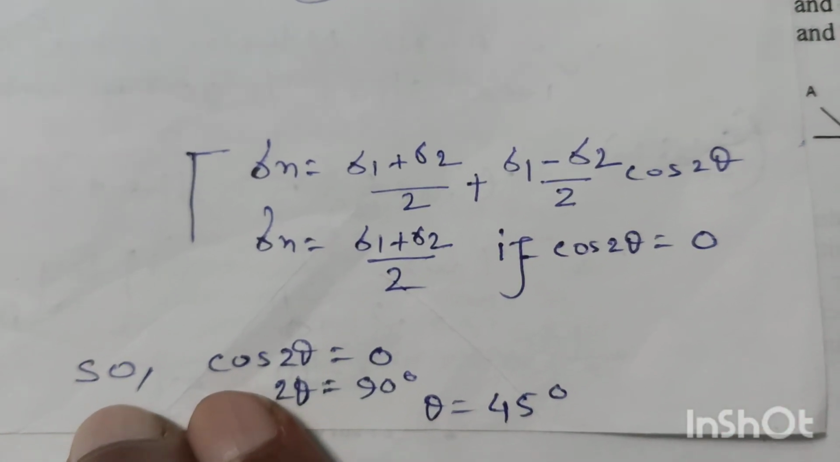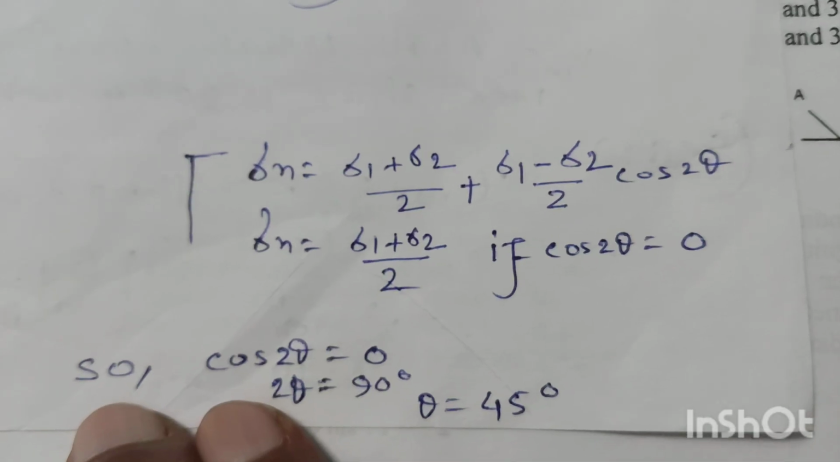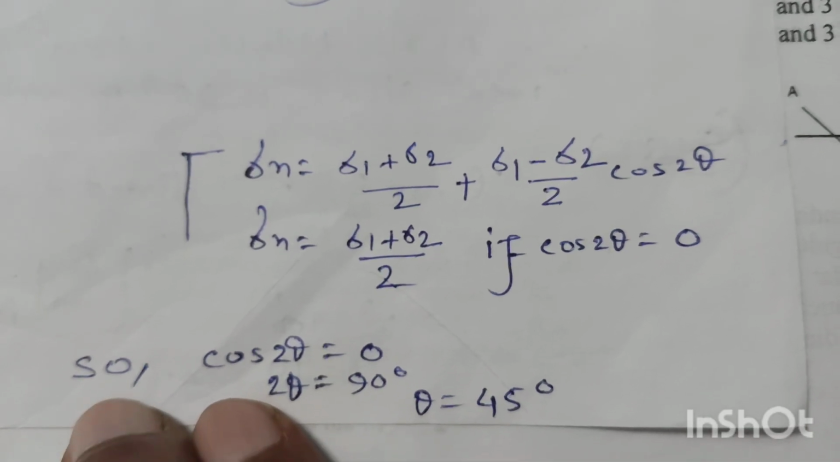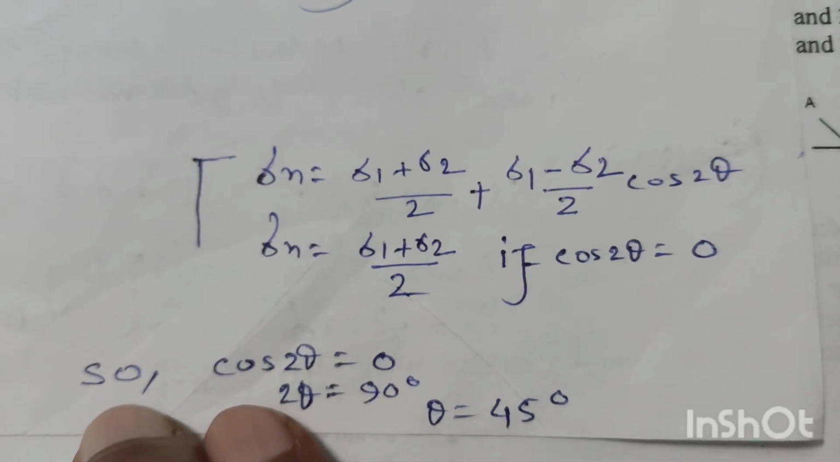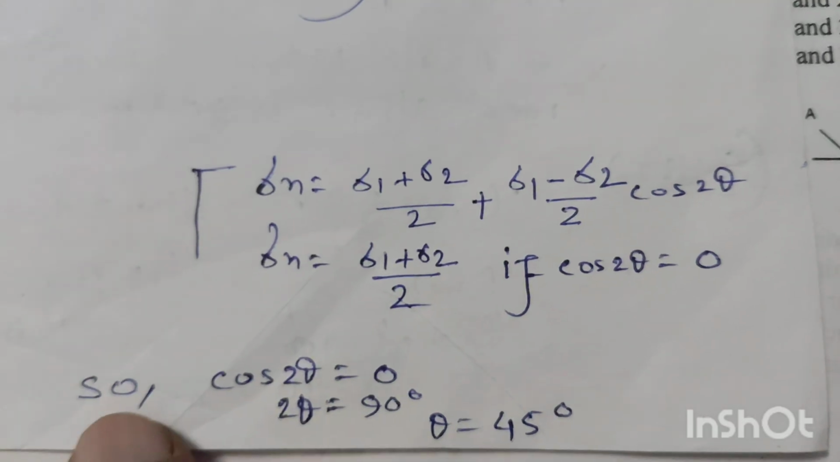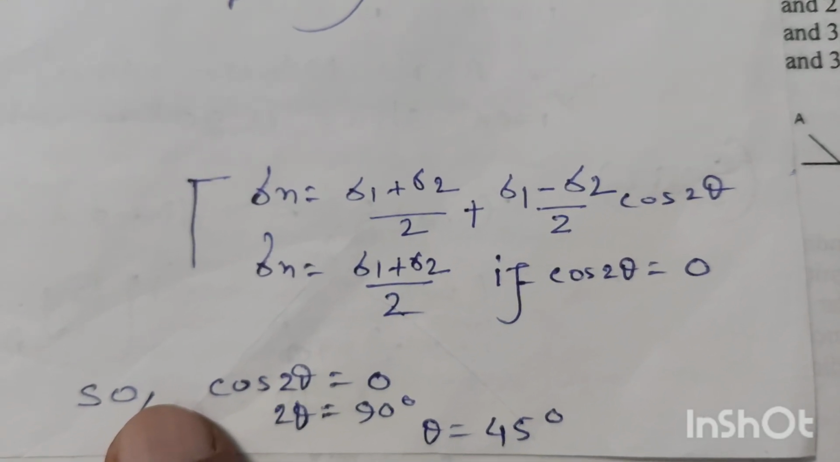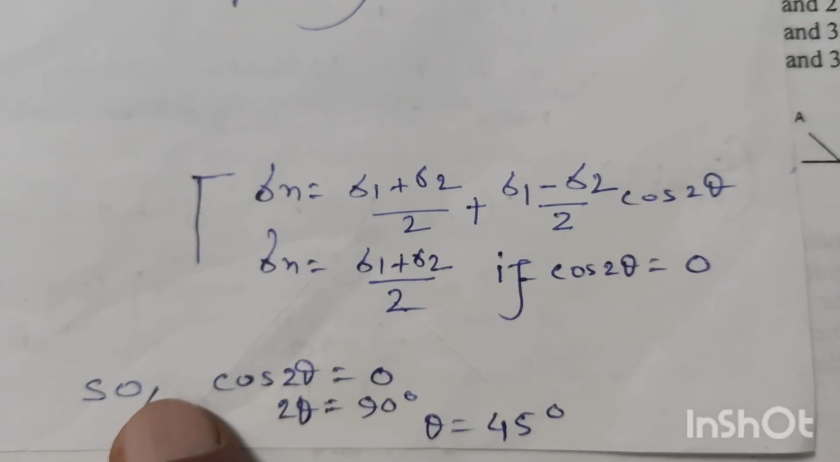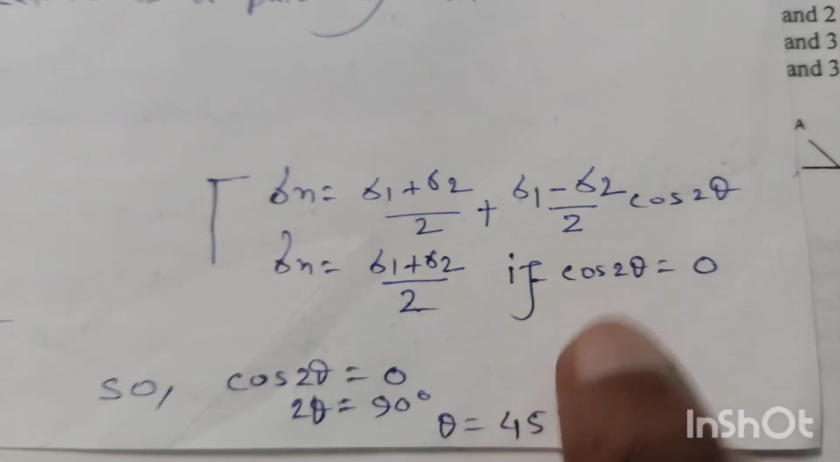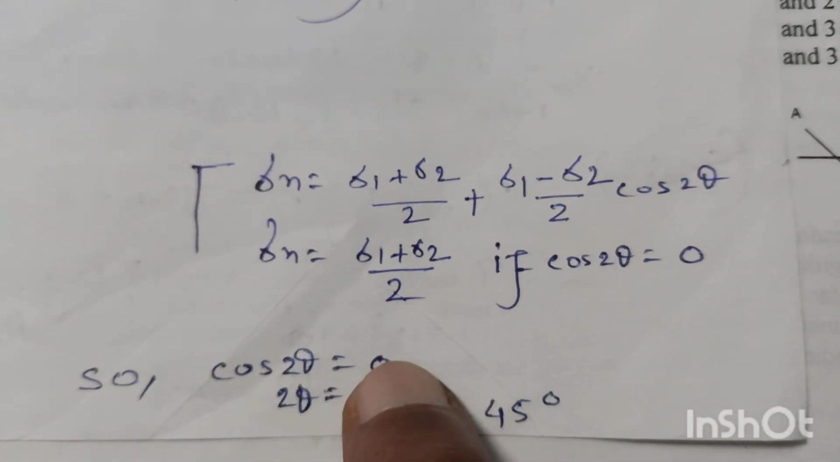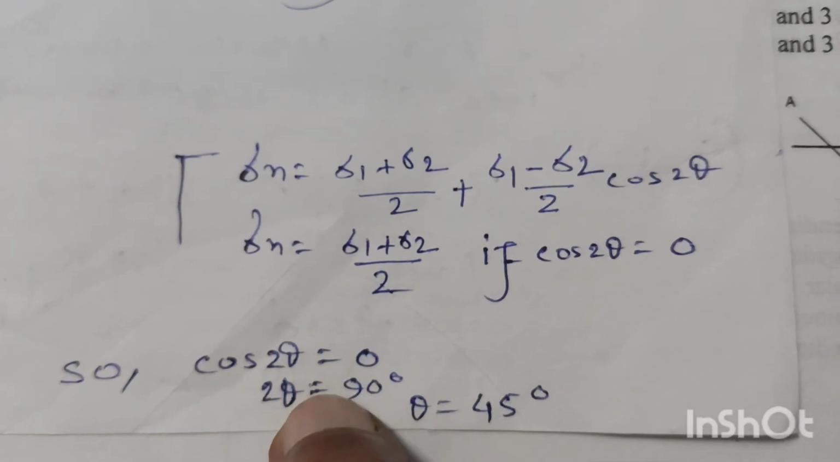We know the formula for normal stress: sigma n is equal to (sigma 1 plus sigma 2) by 2 plus (sigma 1 minus sigma 2) by 2 into cos 2 theta. If cos 2 theta is equal to 0, then sigma n will be equal to (sigma 1 plus sigma 2) by 2, as per the question. So cos 2 theta equal to 0, 2 theta equal to 90 degree and theta equal to 45 degree.